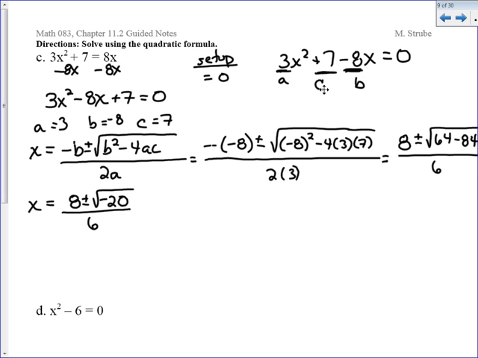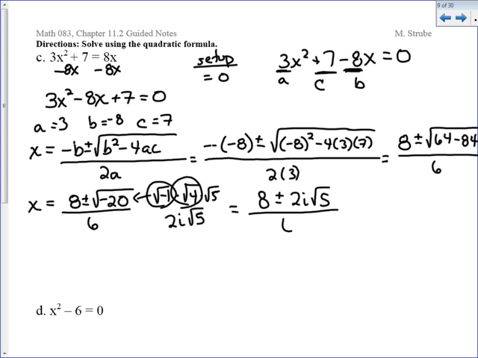What's the first thing to simplify? The radical. So what could I do for the square root of negative 20? The square root of 4 times the square root of 5 would be for the square root of 20. What else do you need? Yeah, negative 1, for the fact that it's imaginary, and then the square root of 4 times the square root of 5. So the square root of negative 20 is the same as 2i times the square root of 5. So we have 8 plus or minus 2i square root of 5, all over 6.